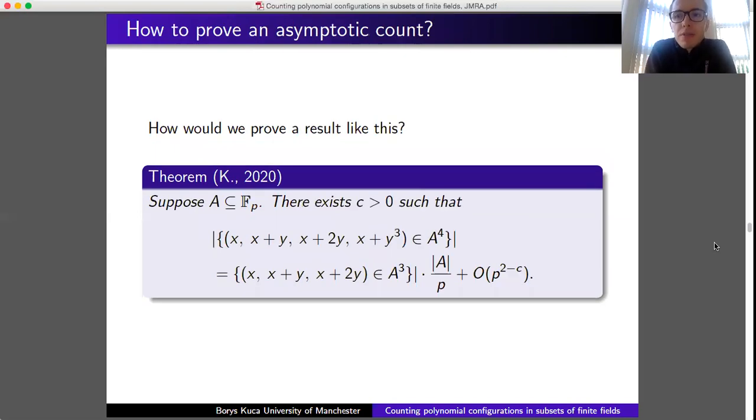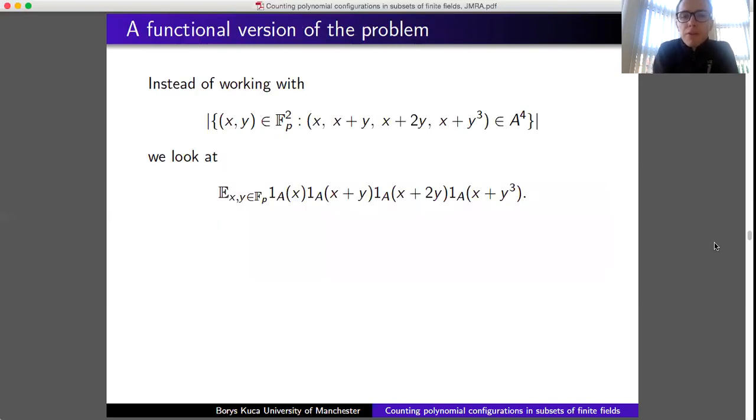So let me now spend the rest of the talk discussing how we can prove a result like this. And I'll focus on this one result, so the count of the configuration x, x plus y, x plus 2y, x plus y cubed. First, I want to replace this count by an analytic expression. The expression that you see below is essentially the same thing as above.